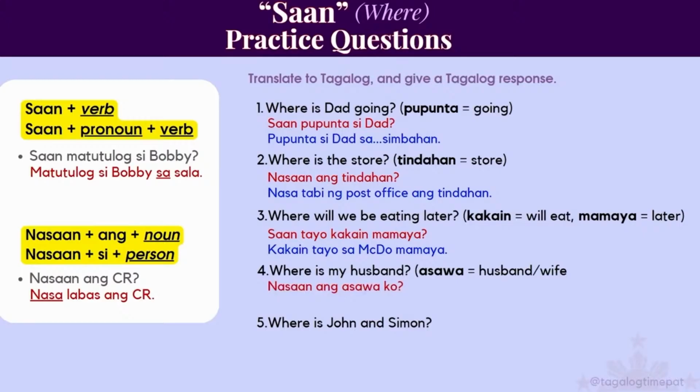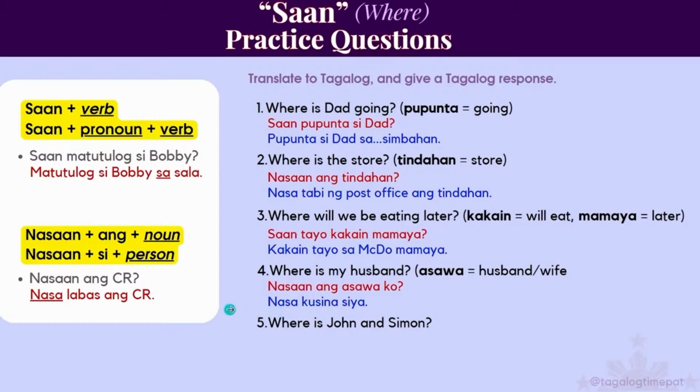Next, where is my husband? Asawa means husband or wife. Nasaan ang asawa ko? So we're asking about a noun or an object. So nasaan is what we used. Nasaan ang asawa ko? Where's my husband or wife? Husband in this case. Number 5, where is John? Your response, nasa kusina siya. Nasa kusina siya. He is in the kitchen. So remember, anytime you're using nasaan, your response has to have nasa. And then up here in the previous example, anytime you're using saan, your answer has to have sa.